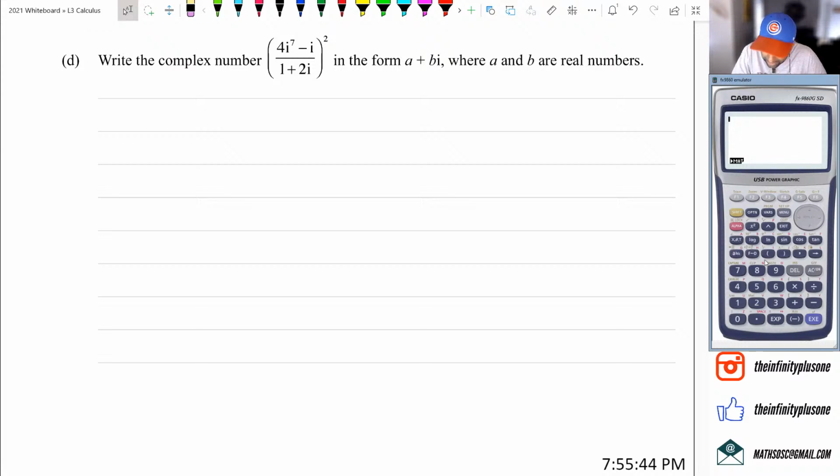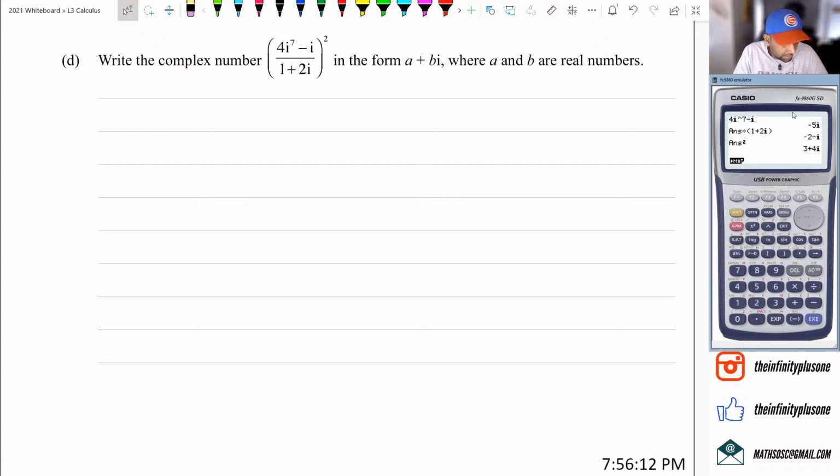So we've got 4i^7 minus i. 4i to the power of 7 minus i equals that. That thing divided by 1 plus 2i equals that, and then the square of that equals that. So here's my answer. My answer is 3 plus 4i.